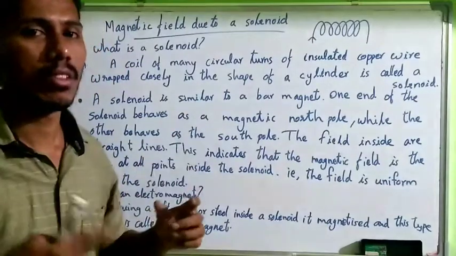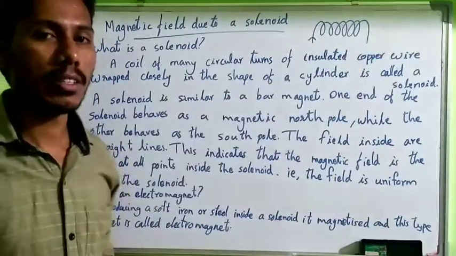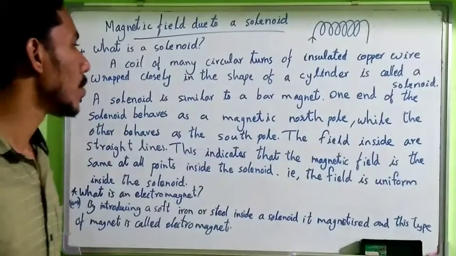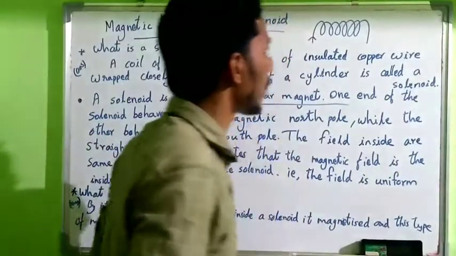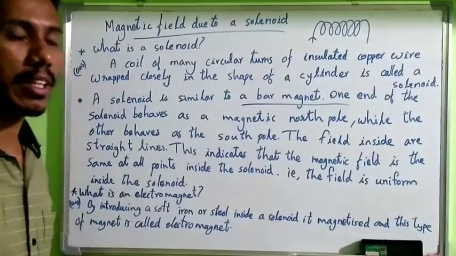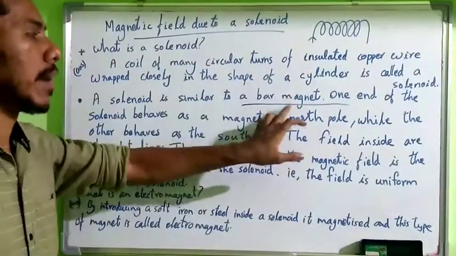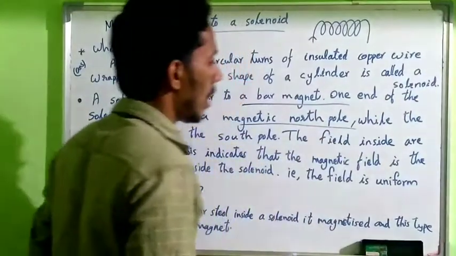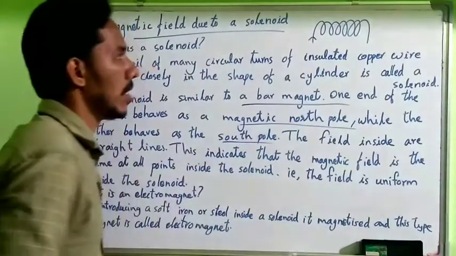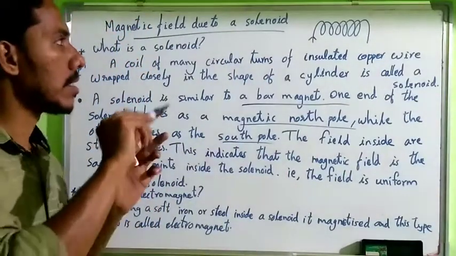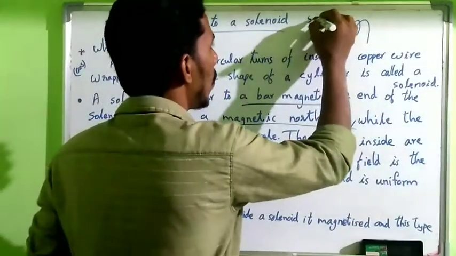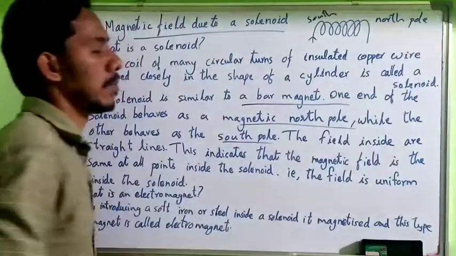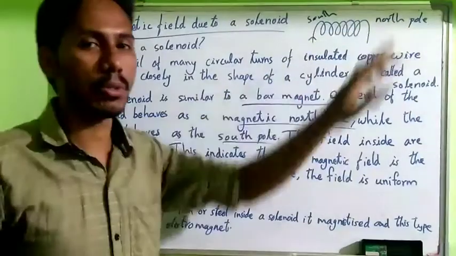So this cylindrical coil of turns is known as a solenoid. Then a solenoid is similar to a bar magnet. When we provide electric current, it acts as a bar magnet. One end of the solenoid behaves as a magnetic north pole, while the other behaves like a south pole. It is similar to a bar magnet, and this is the south pole, and this is the north pole. It acts as a magnet. A magnet consists of south and north poles.